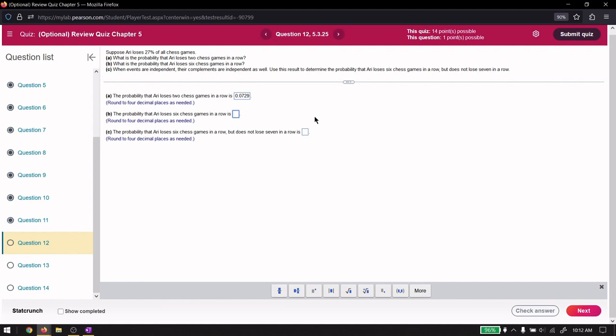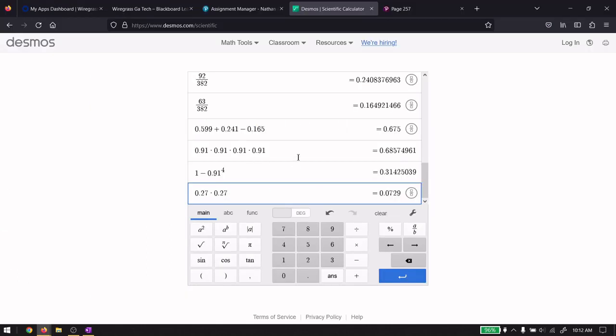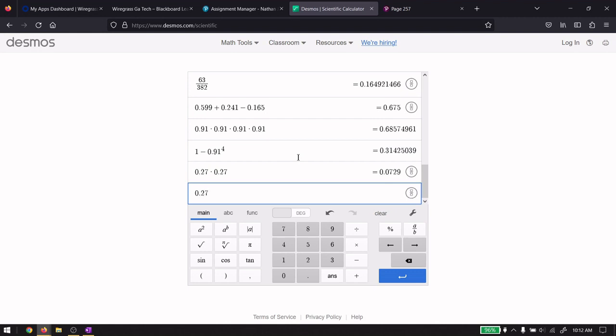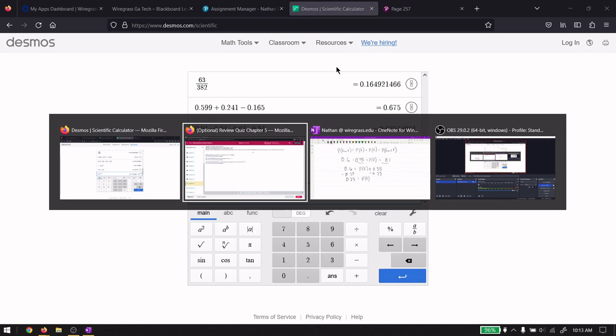Okay. What's the probability they lose 6 chess games in a row? Well, we already know how it goes. It's just going to be 0.27 to the power of 6. And it's going to be times 10 to negative 4. That's scientific notation. So we're going to move the decimal point back 4 places. 1, 2, 3. Yeah, 0.00038 or 0.0004.